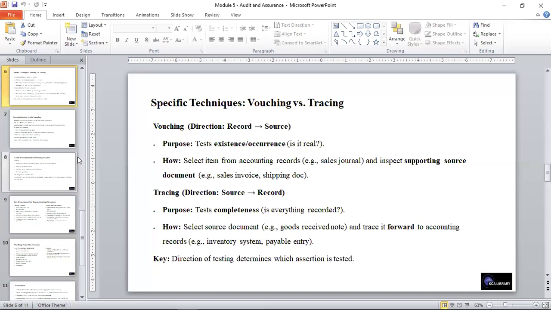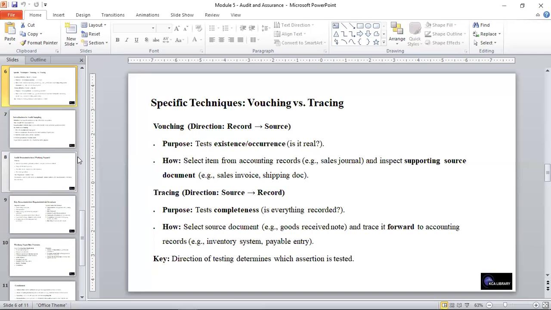When we talk about vouching, the purpose is to test the existence or occurrence, and to know if it is actually real. And how do we do this? You select items from accounting records, like the sales journal, and inspect supporting source documents like sales invoices, shipping documents, and the likes.